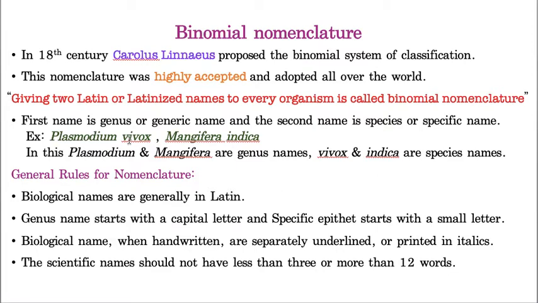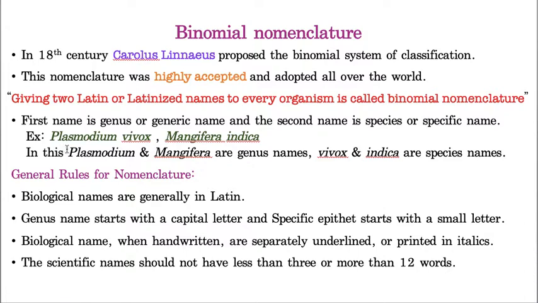If you are printing in a book, for example, here I made a PowerPoint presentation, that rule need not be implemented. So there is no need of underlining. Then what to do? You have to type these names in italics. See, I typed it in italics. Hope you are understanding. Point number one: if you are writing with your hand, they must be underlined separately. Point number two: if you are typing or printing in any book, they must be in italics.